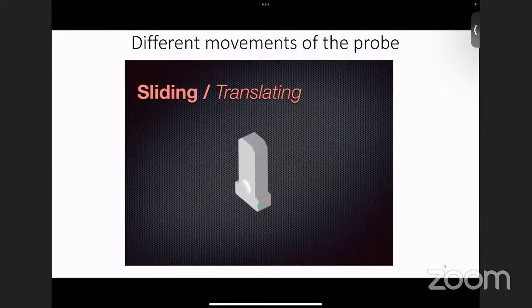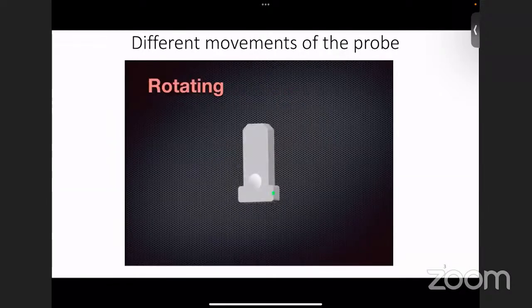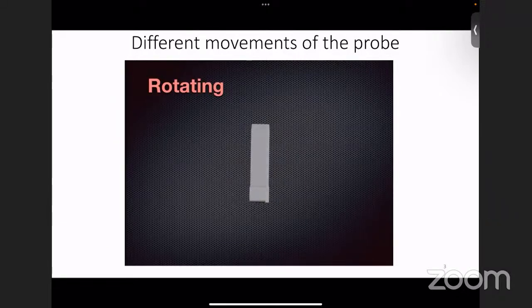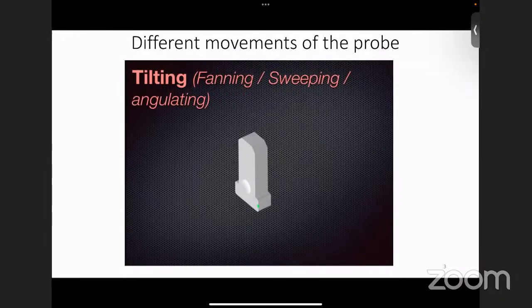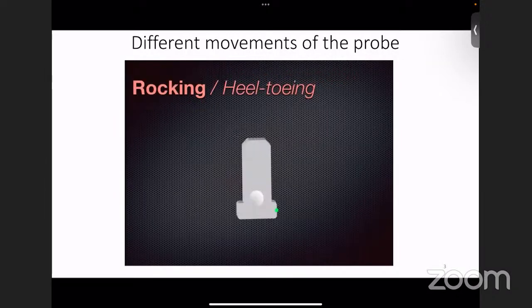Or you can sweep or tilt the probe, or you can rotate the probe in either direction, anti-clockwise or clockwise. This is just to get a good window, because in echo you're trying to get through the intercostal space. Then you can tilt the probe. It is also called fanning, sweeping or angulation, so that you get different cuts in the same plane. And then you can rock head to toe, that is in the longitudinal axis. It is called rocking.